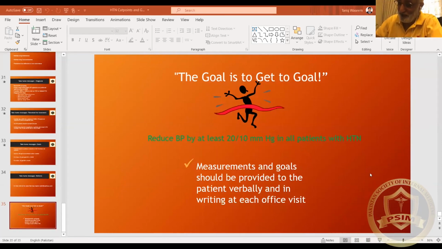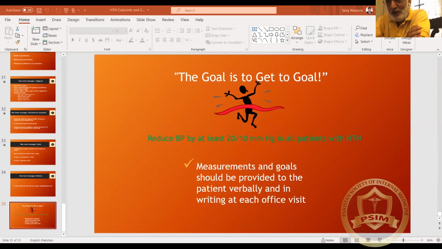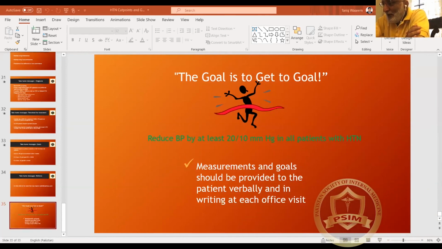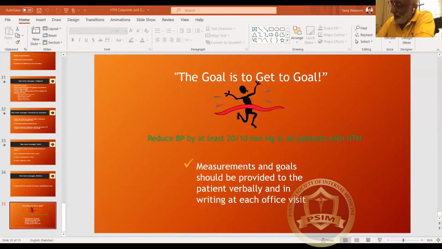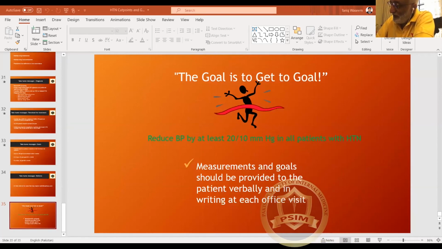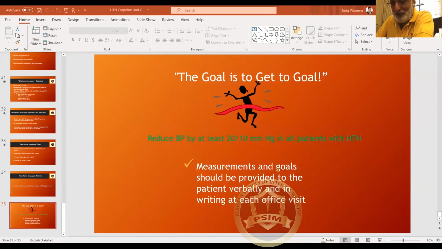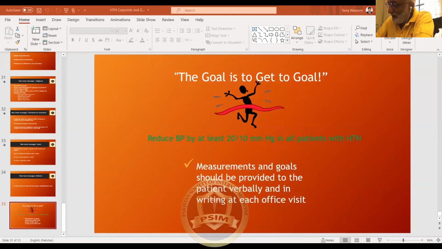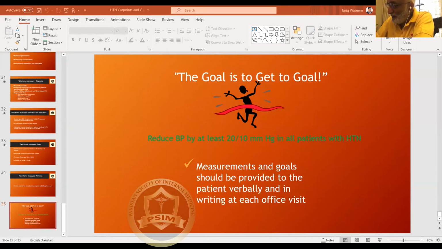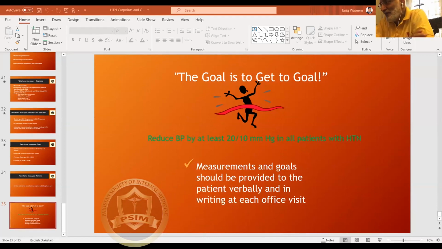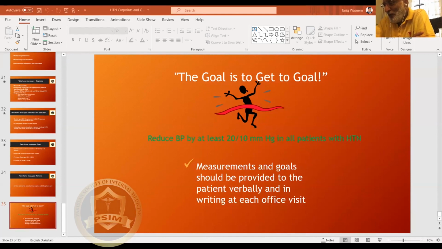Thank you very much. I think Professor Tariq Wasim gave an excellent talk. He covered everything and the targets that we need to achieve, the cut points while measuring blood pressure in the office, ambulatory blood pressure monitoring, home blood pressure monitoring, and the incidents that we had.